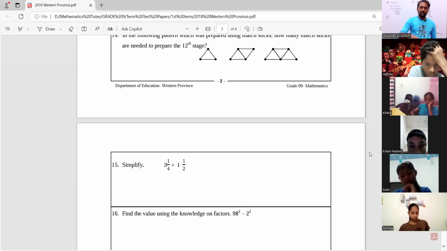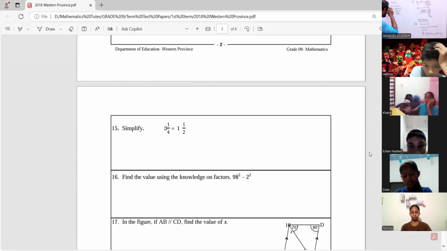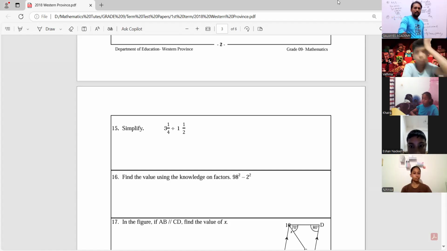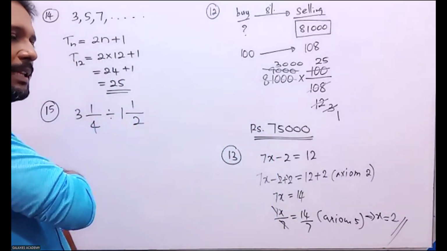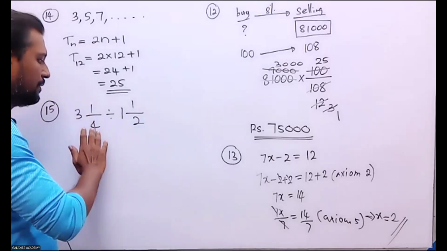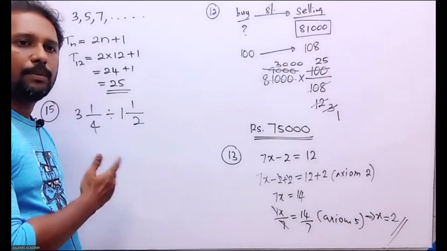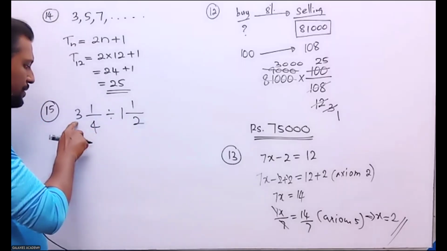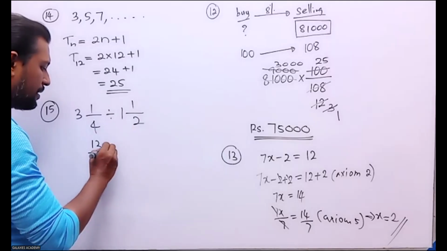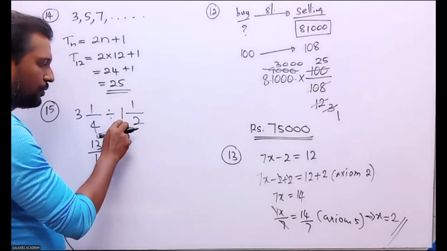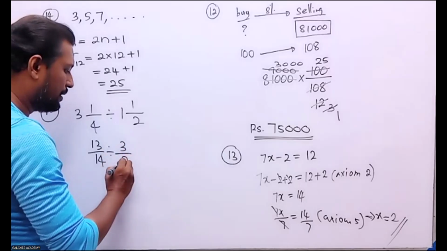Number 15, fractions: 3 1 over 4 divided by 1 1 over 2. Right. Do you remember the division of fractions? Before going to any simplification or mathematical operation, first you have to convert these mixed numbers into improper fractions. 4 times 3, 12, 12 plus 1, 13. 13 over 4 divided by 2 times 1, 2, 2 plus 1, 3. 3 over 2.